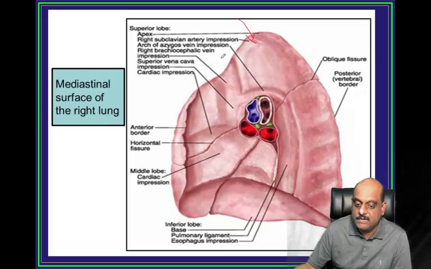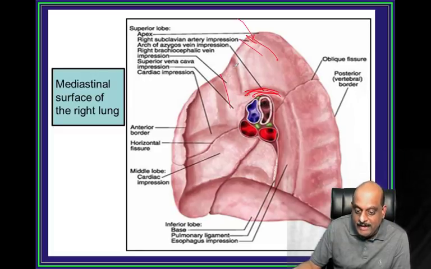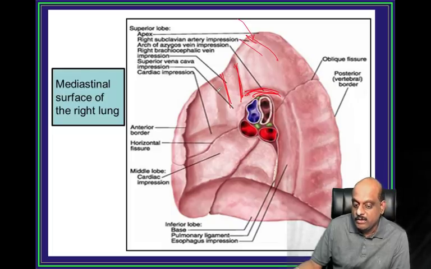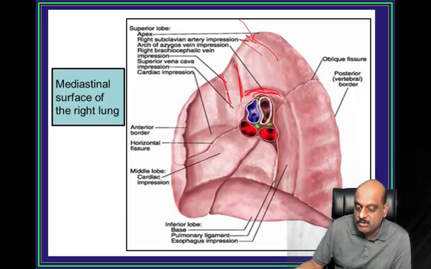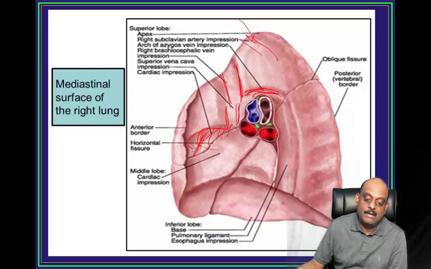So, doctor, if you look at the mediastinal surface of the right lung, this is the apex. There is an impression where your right subclavian will be passing. This is the impression of the arch of azygous vein. There is an impression for the right brachiocephalic vein. Then there is an impression for the superior vena cava. There is a cardiac impression. Can you see it? Cardiac impression.